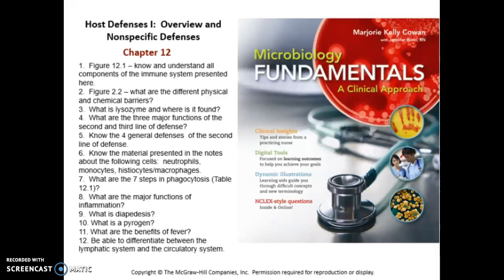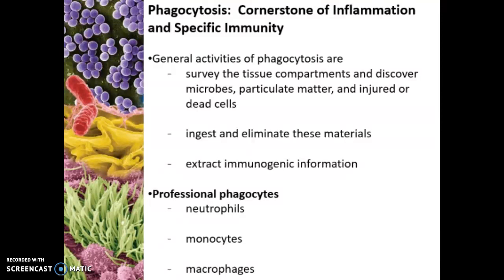Alright, section 12.3 is going to start at objective 5 and go all the way through objective 12. So here we're going to start talking about the second line of defense, and specifically within the second line of defense you have phagocytosis, you have inflammation, you have fever, and then antimicrobial peptides or proteins.